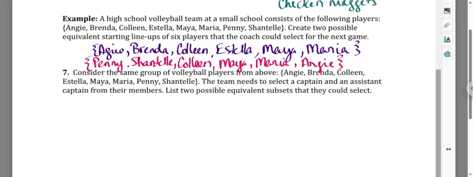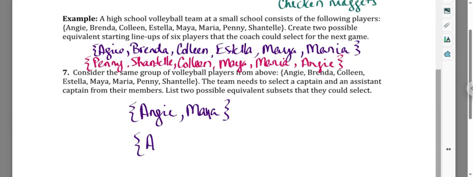So then if we're dealing with a captain and an assistant captain, we could have Angie and Maya. I could also have Angie and Penny. Again, some of the elements can be the same when you are looking at equivalent subsets, but as long as at least one element is different, it's fine. All right.